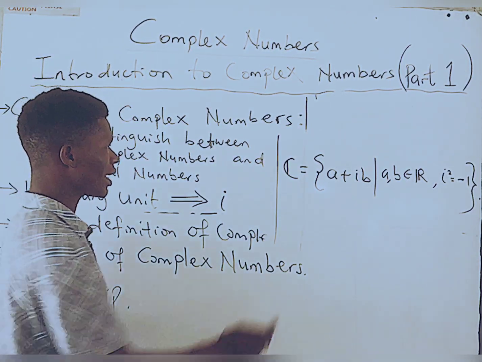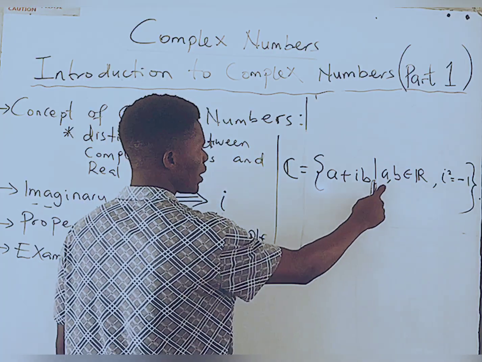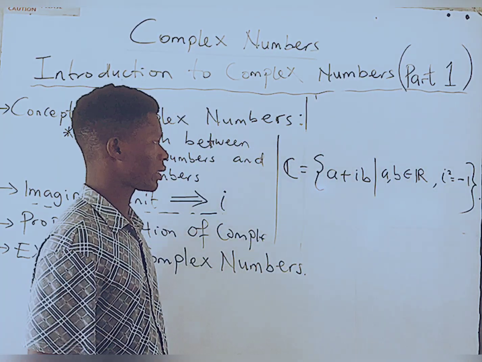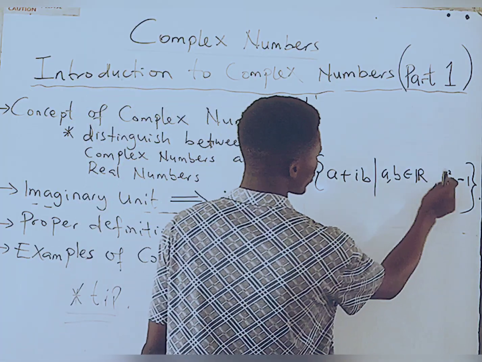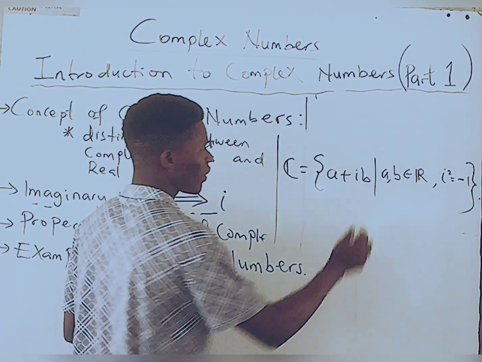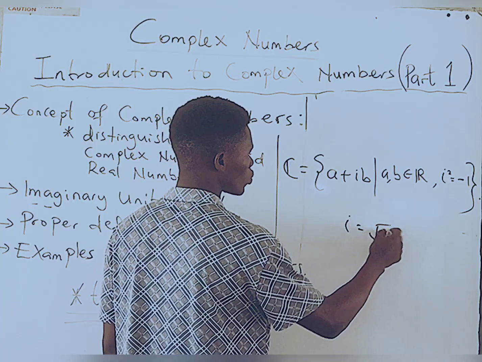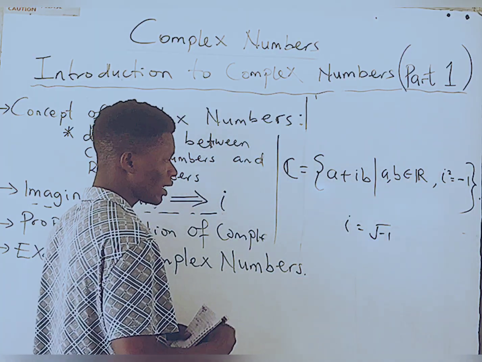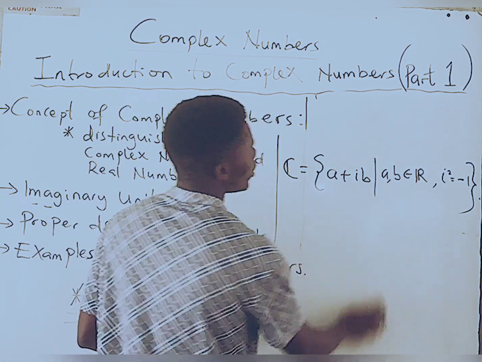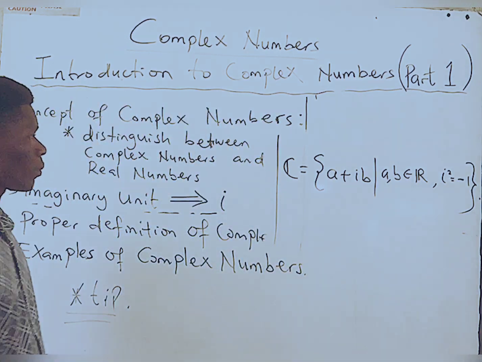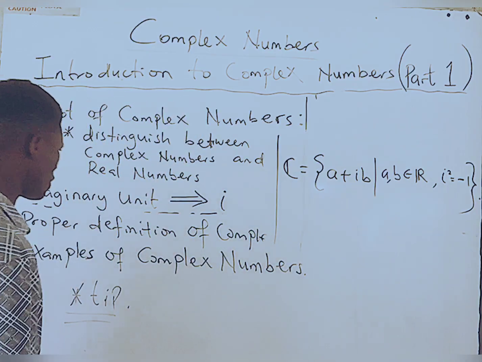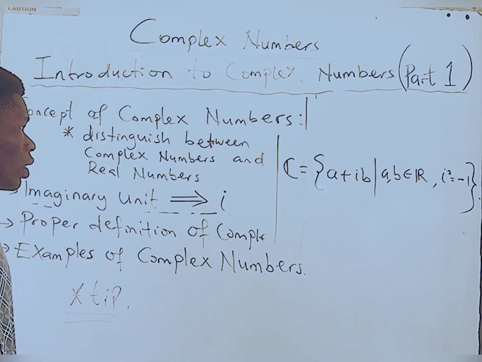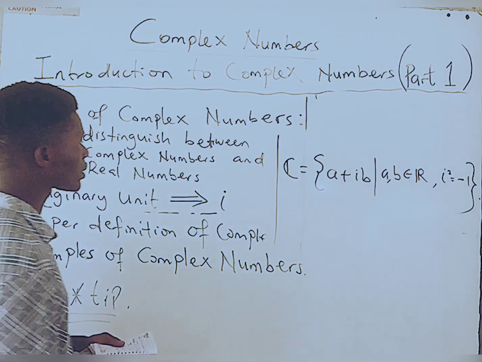This is the proper definition of a complex number. It is the set of a plus ib such that a, b are members of the real numbers, and i squared equals minus 1. In some books, they write i equals the square root of minus 1 in place of that, but they are the same thing, as I've explained earlier. So if you are asked to define a complex number properly, that is how you define it. Then let's give examples of complex numbers.